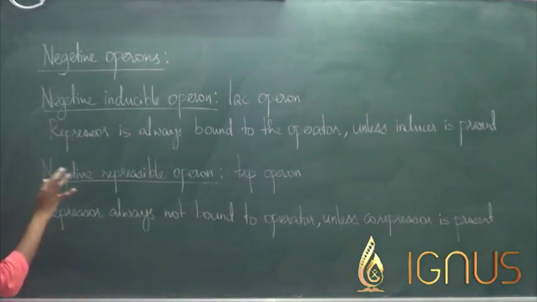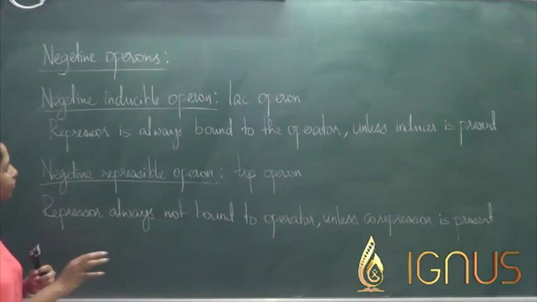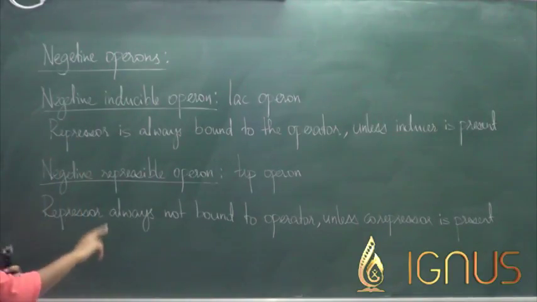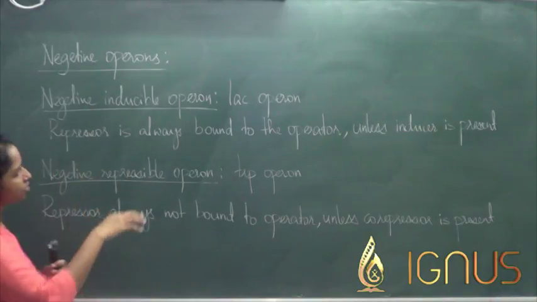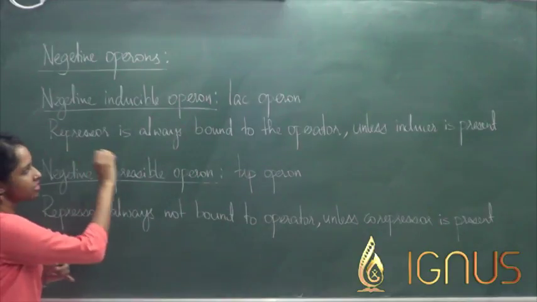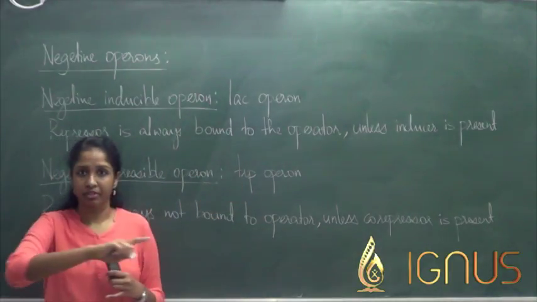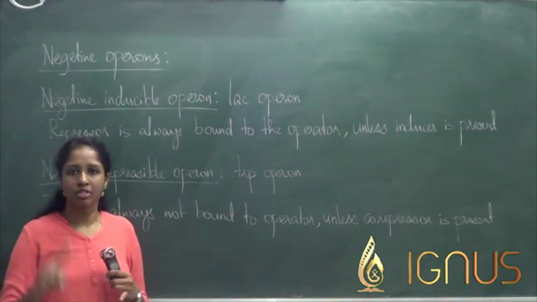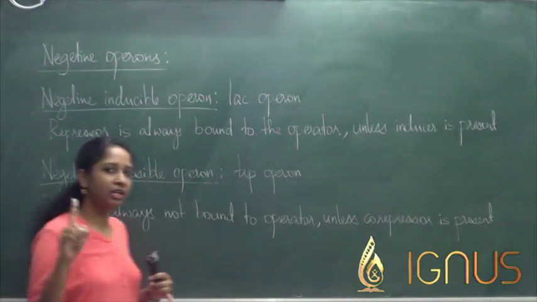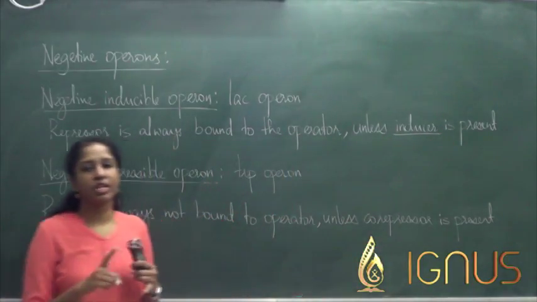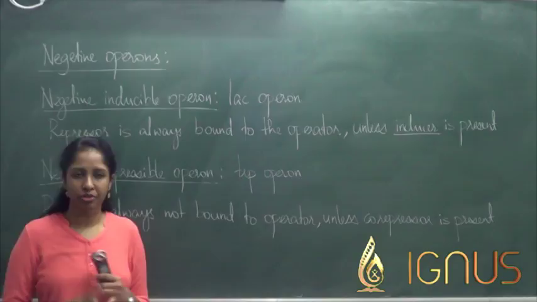First off, with negative operons, you have two kinds of negative operons: negative inducible operons and negative repressible operons. Now, negative inducible operon, an example would be the lac operon, wherein the repressor is always bound to the operator. The repressor is always being synthesized and it is always bound to the operator unless the inducer is present. In case of the lac operon, the inducer will be lactose.